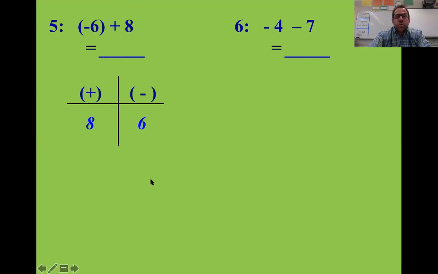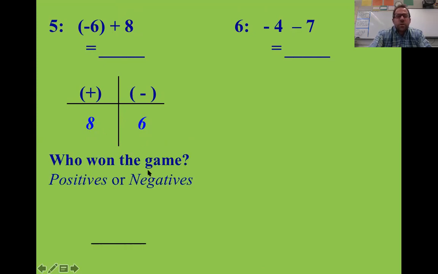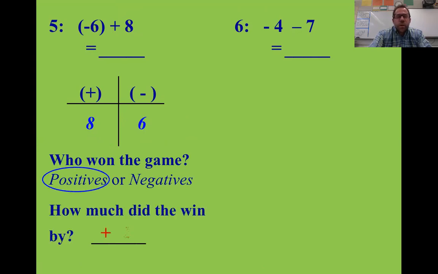The game's over, so now we just look and see who won. Did the positive team win or did the negative team win? You can see the positives have more points. How many points did they win by? 8 minus 6. They won by 2. So who won the game? Positives won. And how much did they win by? They won by 2 points. Okay, so there's your answer: +2. That's the answer to the problem.